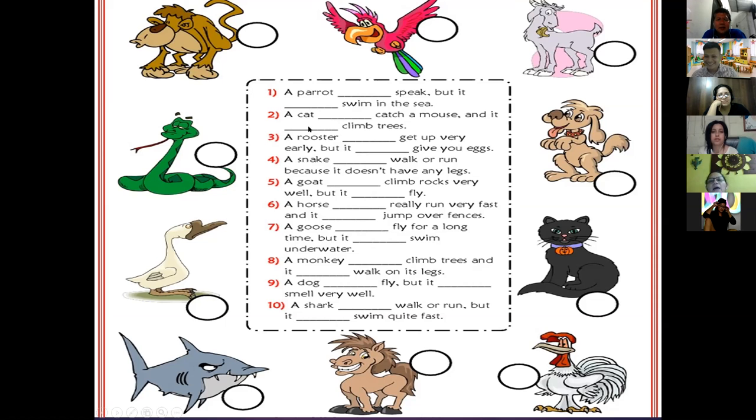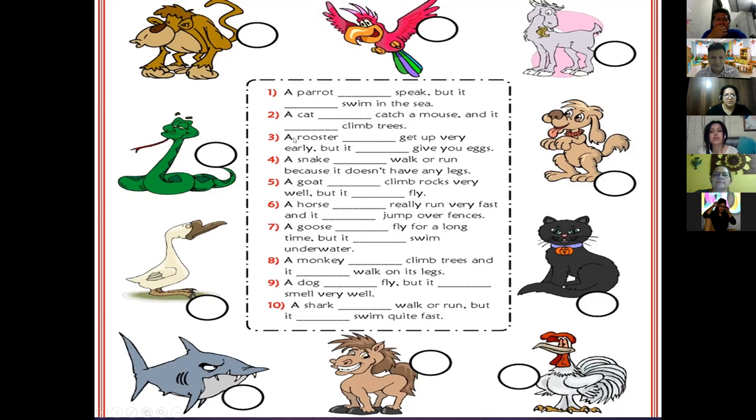Are you sure? No, positive. Positive, right? Yeah. Say that again. A cat can catch a mouse. Yeah. And it can climb trees. Okay, really good. Thank you, Nelly. Okay, number three, you can do it. Raise your hands. Go ahead, you can do it.